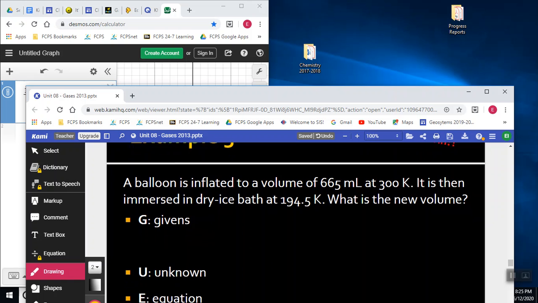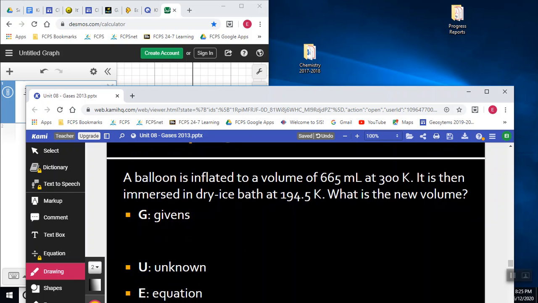All right, so we have a balloon, it's inflated, so we're talking about volume and temperature, so we're thinking Charles's law. So what am I given? My initial volume is 665 milliliters. My initial temperature with that is 300 kelvins. So that's good, it's already in kelvins. If it's a really high temperature, it's probably kelvins. And then we put it in an ice bath, and so the temperature goes down. I have a new temperature.